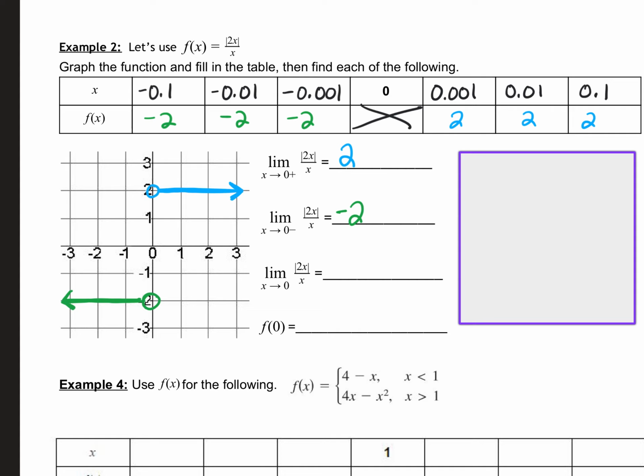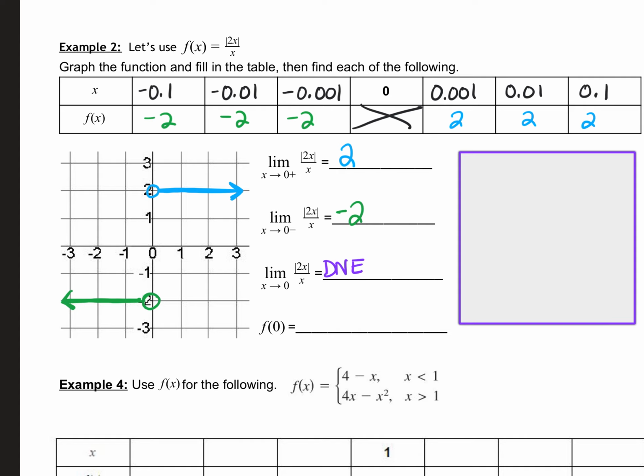Your question is, are they different? If they are, then you say that the overall limit does not exist. So I would just say does not exist. If they were the same, then that would be my limit. So if these were both +2, then I would say, okay, well then my limit is just 2. And then finally, evaluate f of 0.